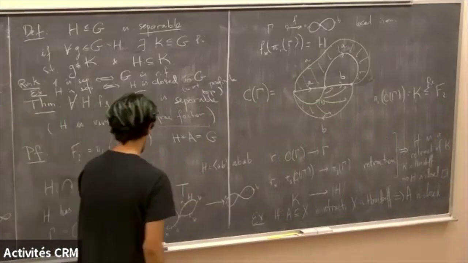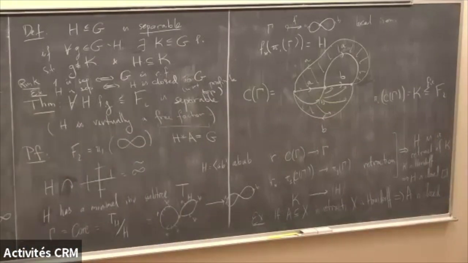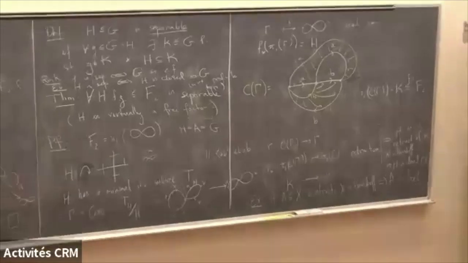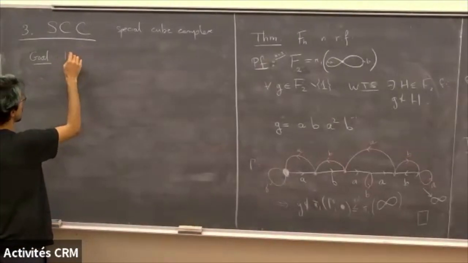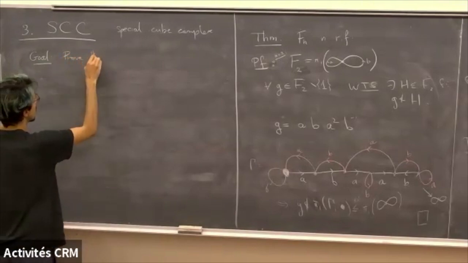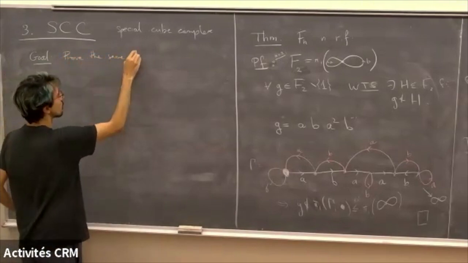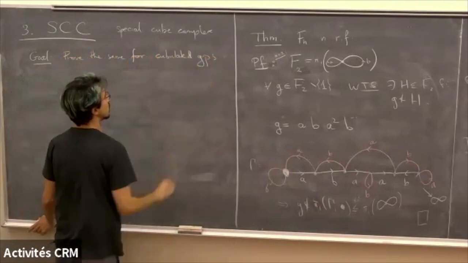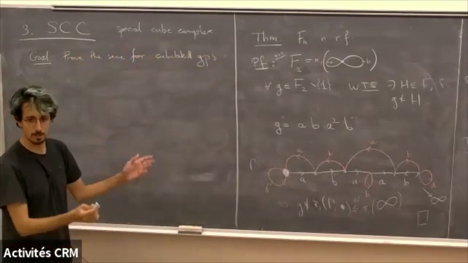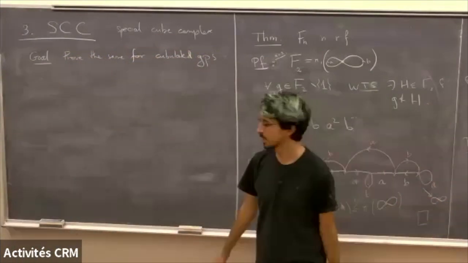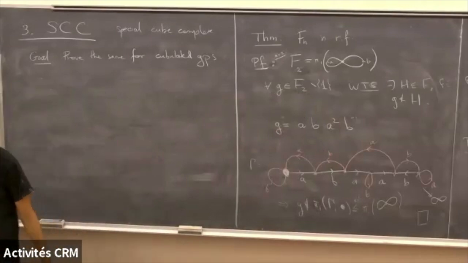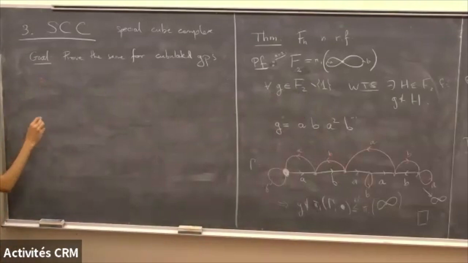And part of the free group. So the goal is to prove the same for cubulated groups. So we want to show that there is a group. We want to show that all finite index... but okay, this is the problematic goal. It's not true. Okay, so the whole point of the next lecture is to show that.